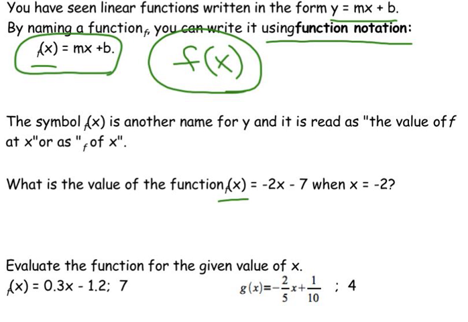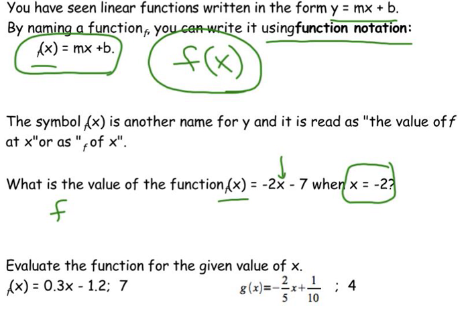So what is the value of the function f of x equals negative 2x minus 7 when x is equal to negative 2? All we're going to do is take this value and plug it in right there. It's the same way as we've done it before. So let's look and see.